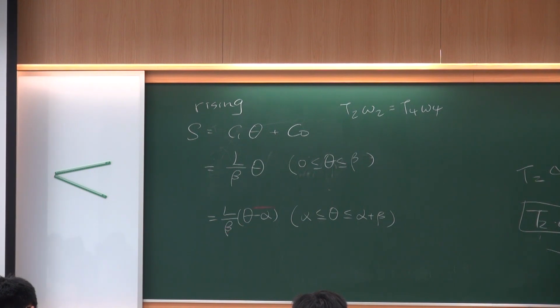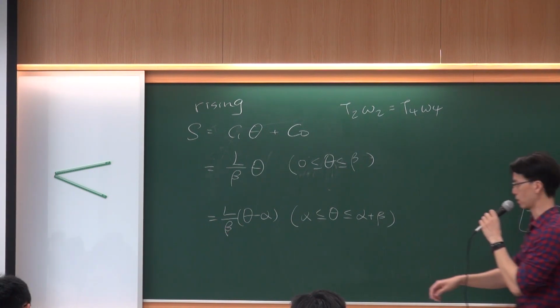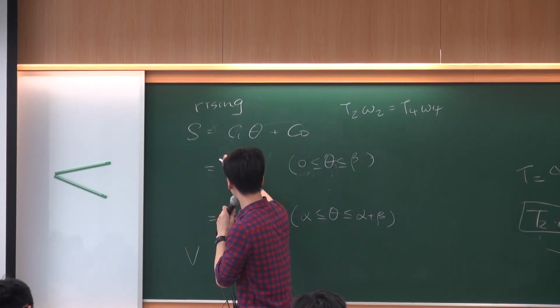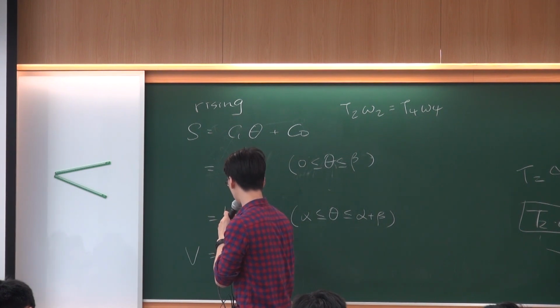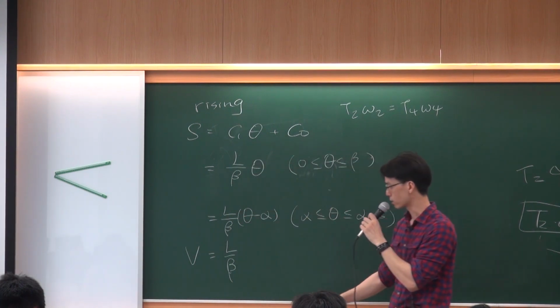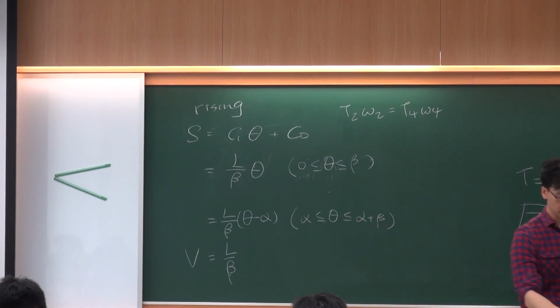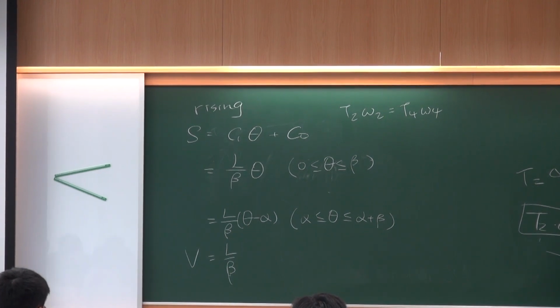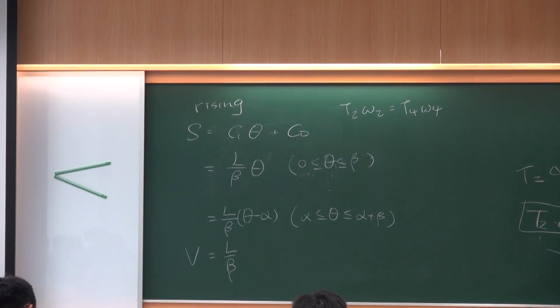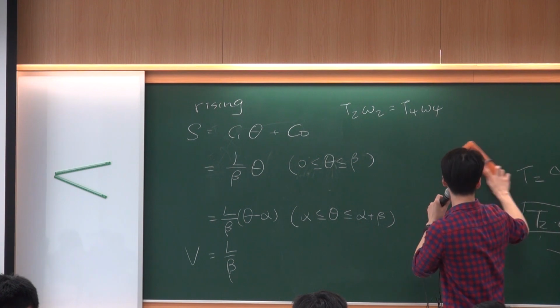So you can take the derivative, it should be the theta derivative, for the velocity. So for velocity, it will just be L over beta. So that's for the rising part. How about the falling part?